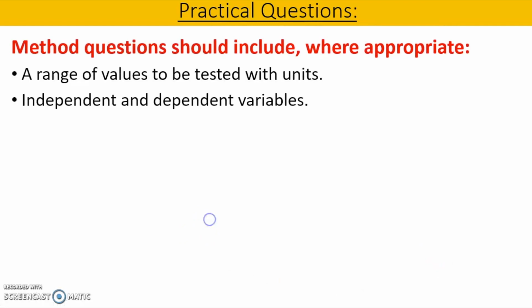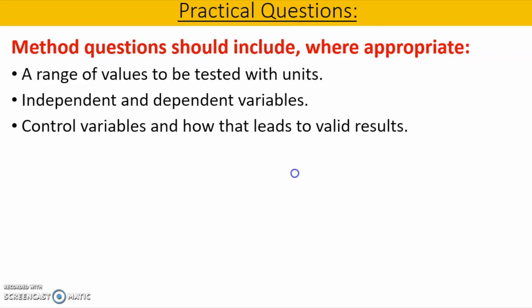Of course, you need to go back to the independent and dependent variables. Again, you don't need to mention them by name, but you need to include what they are. The control variables, okay, so that will link directly to you having actual valid results. A risk assessment, again, it doesn't need to be like a formal table, just a few things that could be hazardous in your experiment that you might need to control.